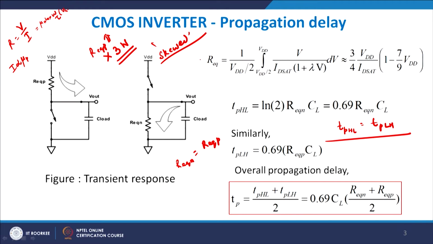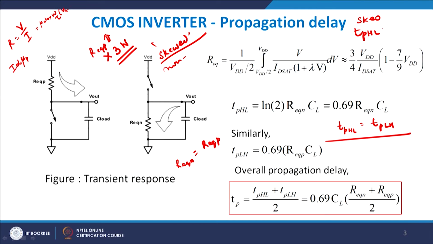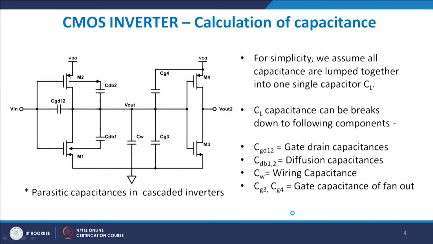When you have skewed, TPHL is equal to TPLH. If non-skewed, then TPHL will be smaller as compared to TPLH. So, if you do not have any skew, then TPHL, high to low, will be smaller as compared to TPLH, because that path has a lower resistance and therefore higher current. So, this is just for information's sake, a quite important one.